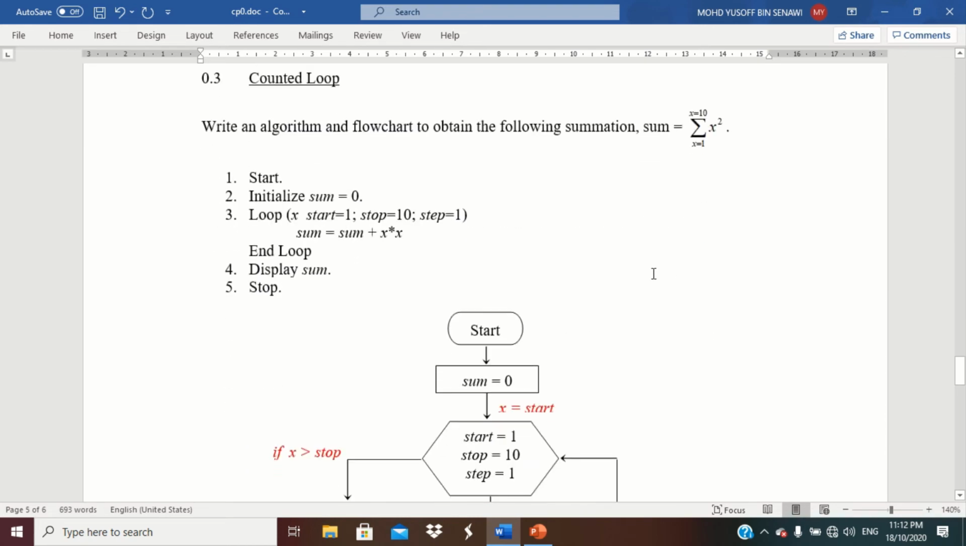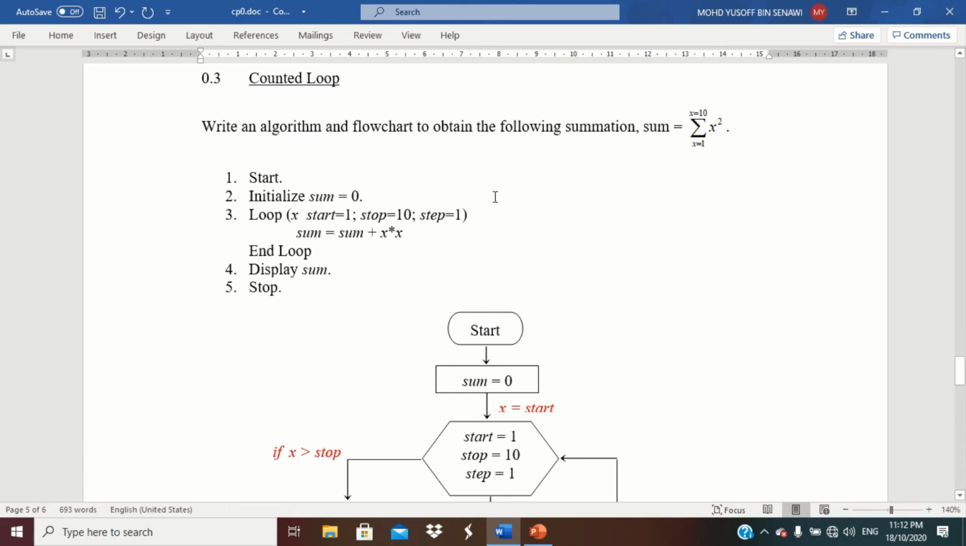Counted loop operation. Write an algorithm and draw the flowchart to obtain the summation of this series x squared, x from 1 to 10. In other words, x is 1, 2, 3 up to 10. This is the more or less standard template for algorithm of counted loop operation.